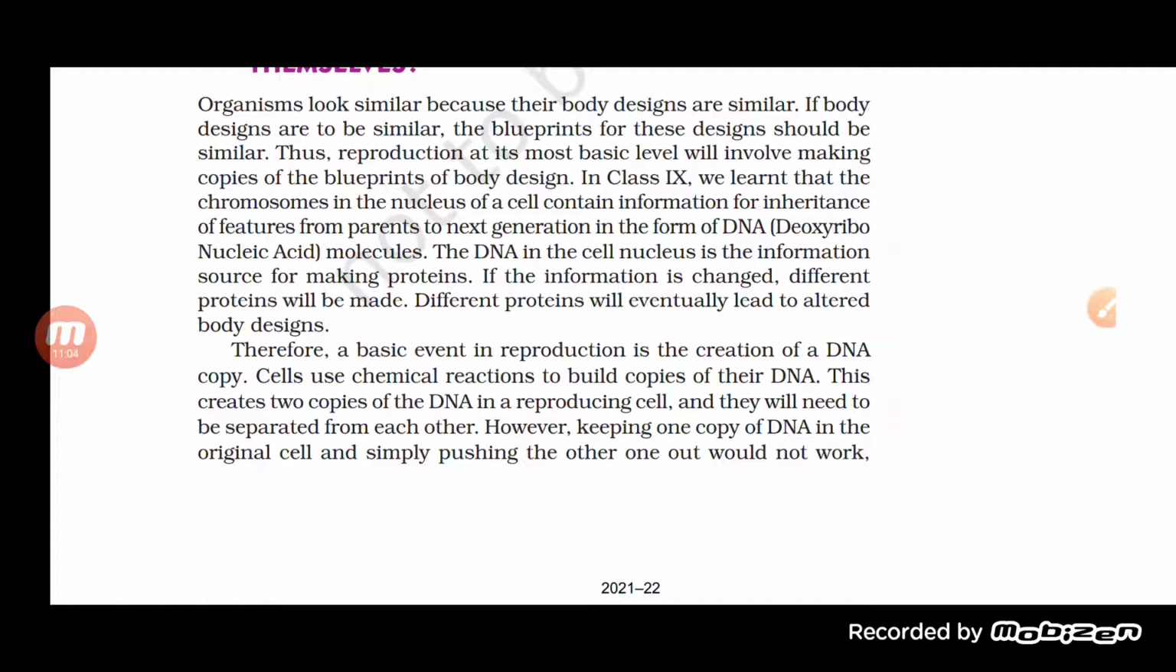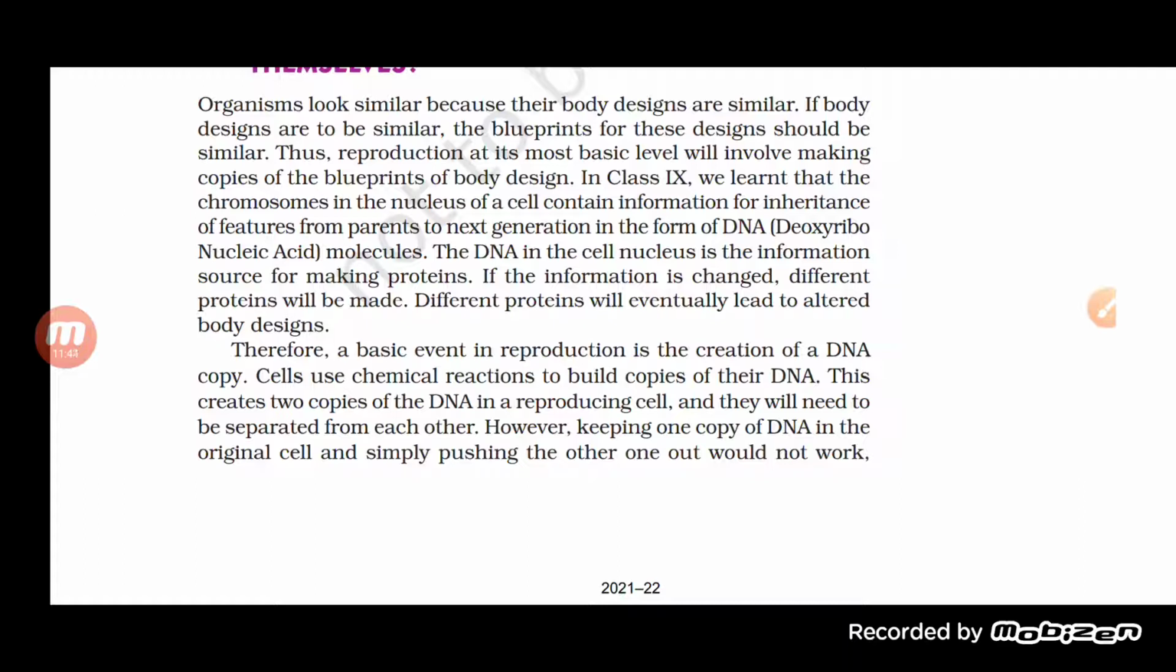We have learned about the chromosome, students. Chromosomes are what? They are in the nucleus of the cell, and they contain information. Information of what? Inheritance of features from the parents to the next generation. Chromosomes are present in the nucleus, and the nucleus is what? It is the center of the cell, right? So the chromosome in the nucleus of the cell carries the information which is carried by the parents and passes this information to the next generation.